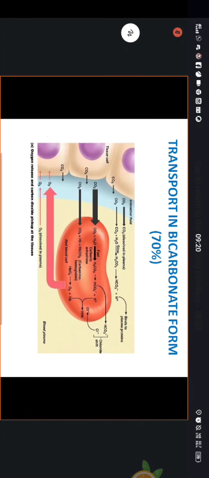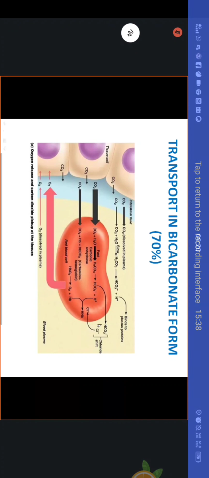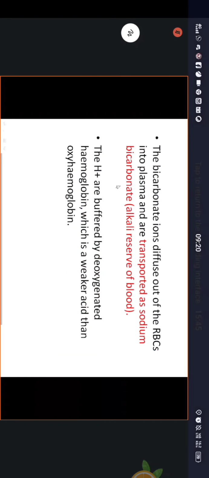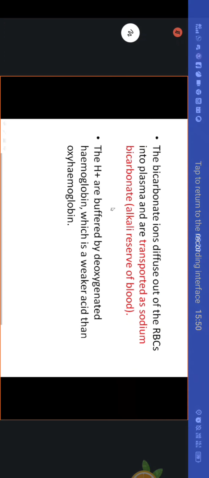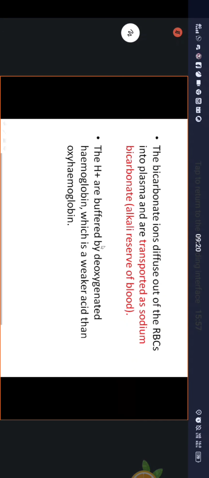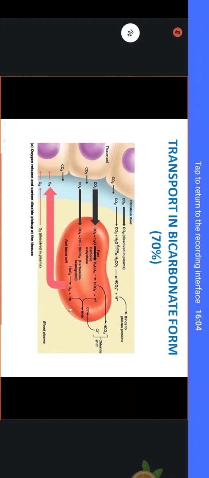This is the bicarbonate form. Again, the bicarbonate ions, on diffusing into plasma, combine with sodium. They are usually transported as sodium bicarbonate. It is an alkali reserve. As it is alkaline, it is actually a reserve. It helps in buffering and balancing the acid-base balance of the body. As I told earlier, this H plus is buffered by hemoglobin. Hemoglobin is also an important buffer in the body.